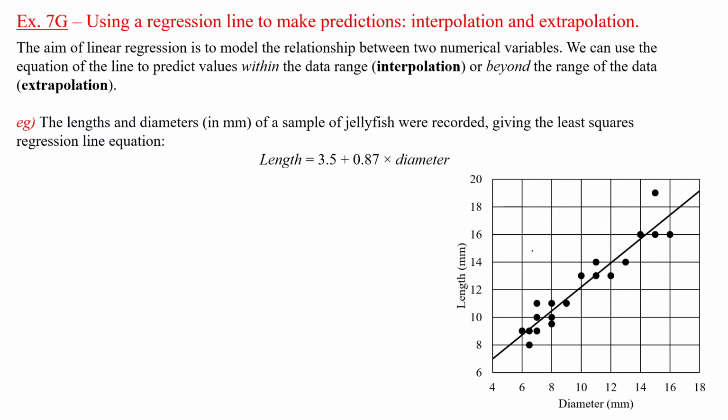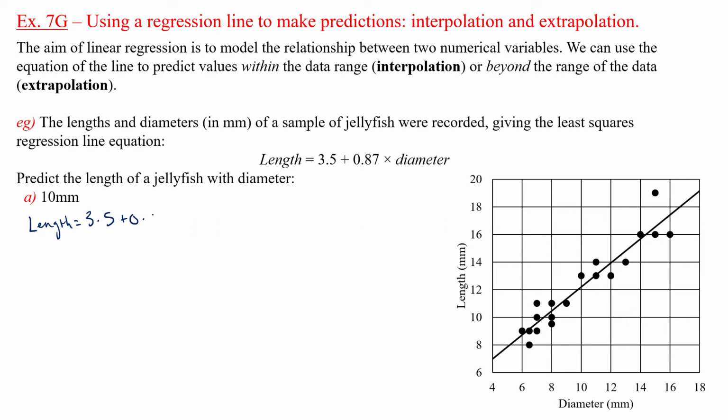We are going to predict the length of a jellyfish with a diameter of 10 millimeters. So all we need to do is substitute into the equation. Our length of this jellyfish is going to equal 3.5 plus 0.87 times 10, which is 12.2 millimeters.